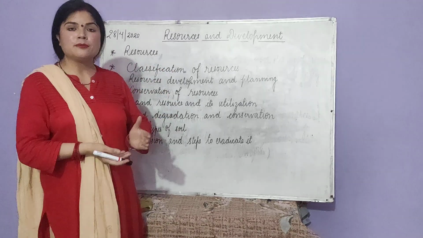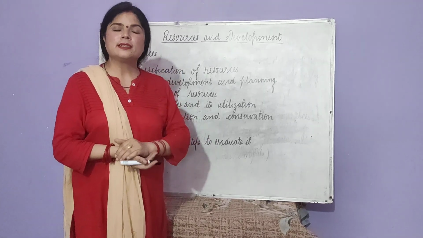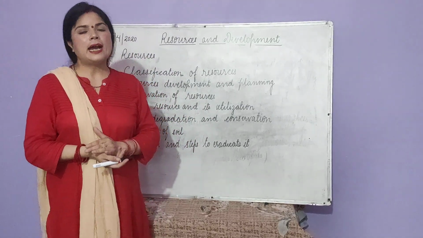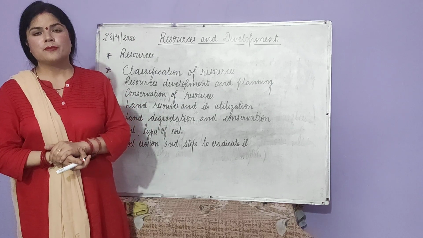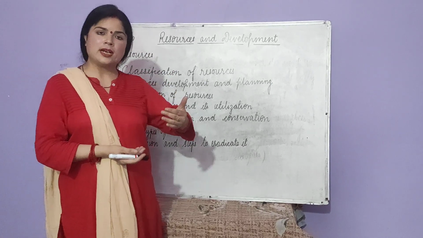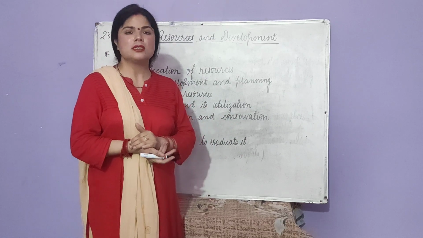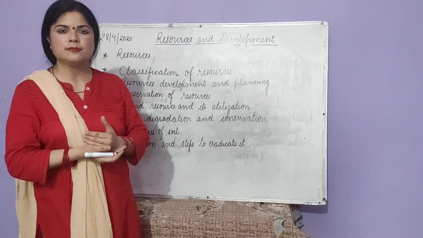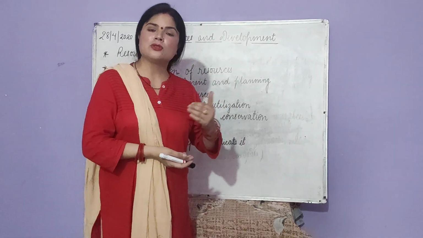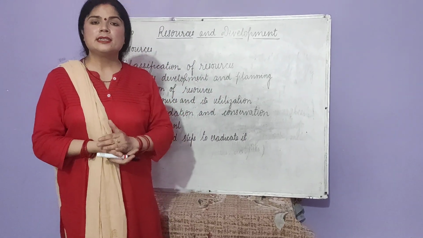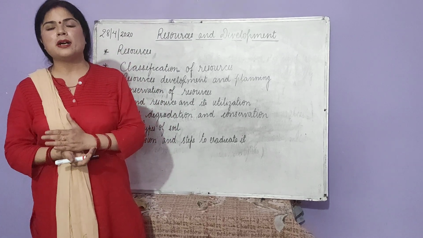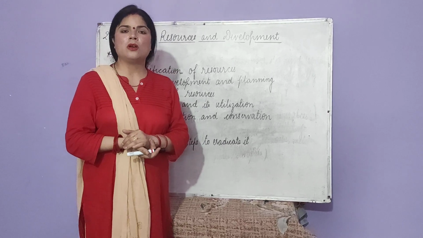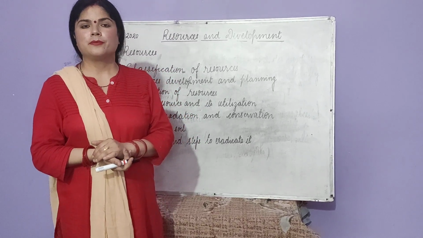These resources can be divided into two ways in our environment: natural resource and man-made resource. The resources which are present naturally in our environment, we do not do any kind of effort to create them or to produce them, are called natural resource. Whereas the resources which are made by the effort of human beings are called man-made resource.